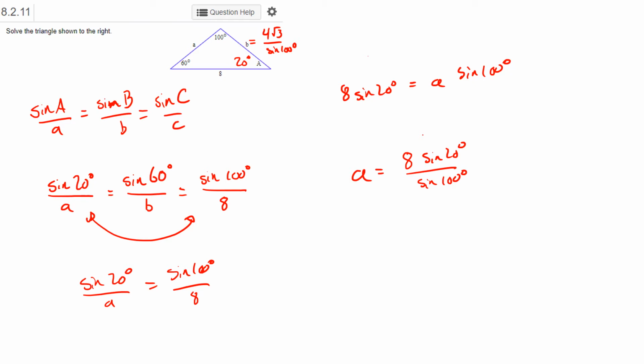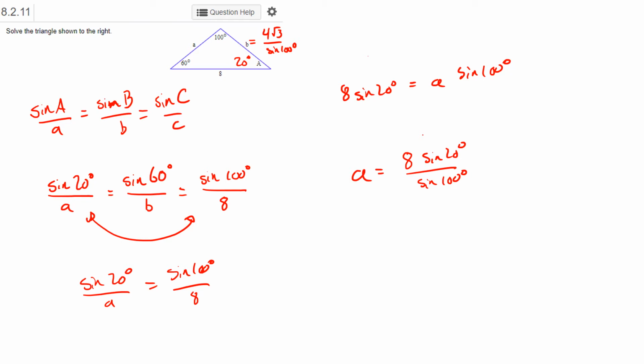Now, a somewhat common error is to do something like cross out the signs and say this is 8 times 20 over 100 and simplify from there. But sine is not a number. Sine is a function. The sine of 20 degrees over the sine of 100 degrees. You can't cancel the signs. You can't simplify the 20 with the 100 degrees in any kind of way.